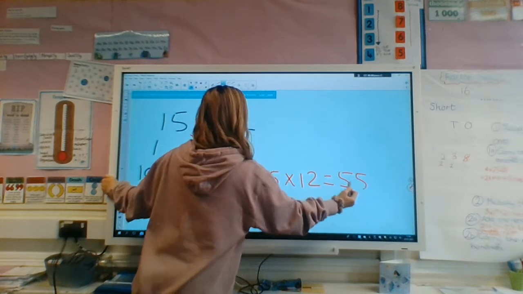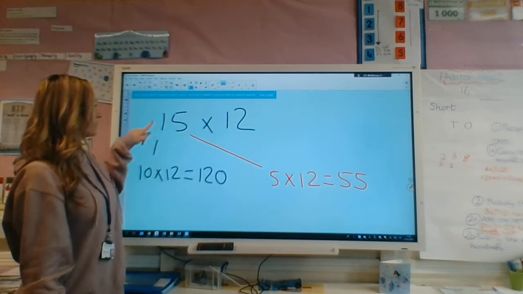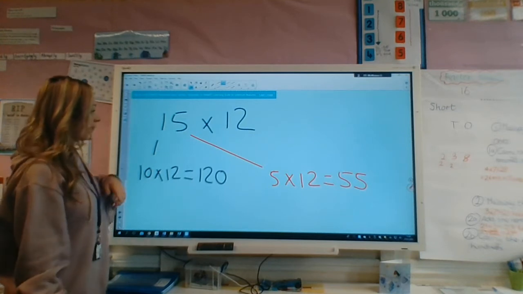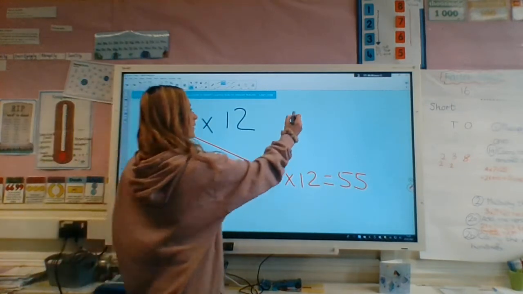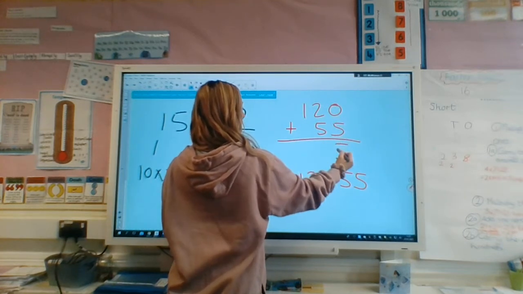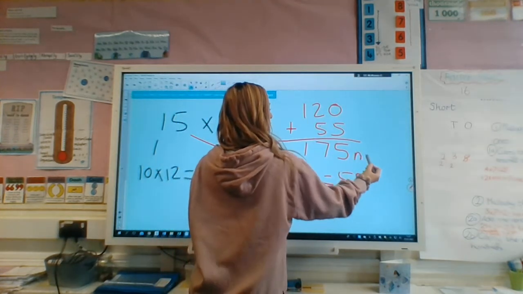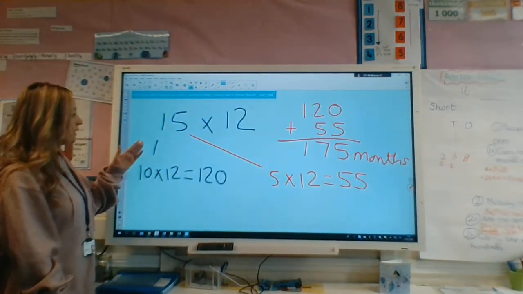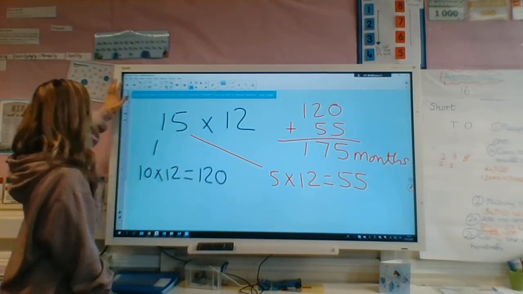55. Now, if you don't know your 12 times table, you can reverse it. Look, you can do 12 times 10 and 12 times 5, because that's commutative law, isn't it? So you can do it the opposite way around. So we've got 120 and 55 months. So we need to then put those two together. So 120 plus 55. So 0 and 5 is 5, 2 and 5 is 7, and 100 is 100. So the rooster is 175 months. So all I've done is partition that 15 to make it into smaller parts to multiply by 12.